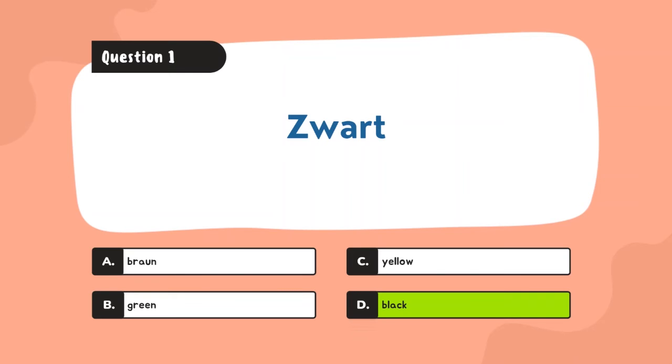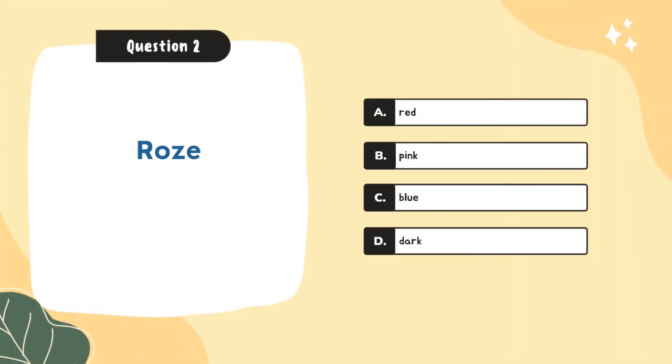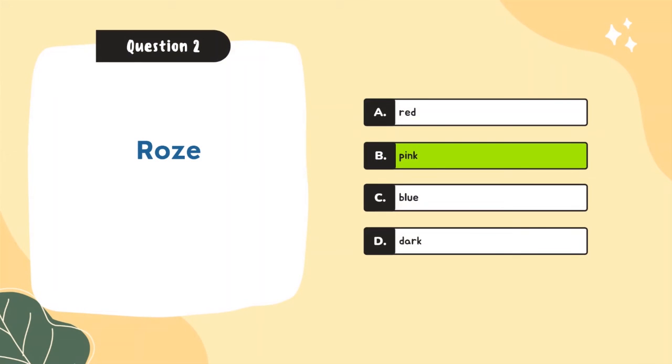Okay, I have more questions for you. Roze. What is that? Is that A, red? B, pink? C, blue? Or D, dark? What is roze? Think about it and then I'll show you the answer. 3, 2, 1. And here we go. Yes, it is pink. Roze is pink in Dutch. Okay, well done. Don't give up.